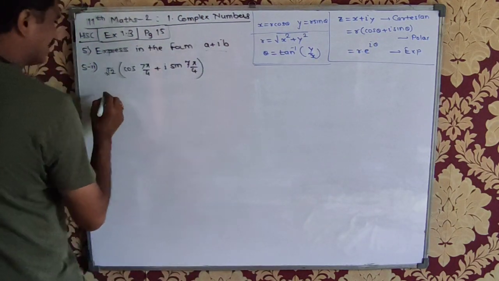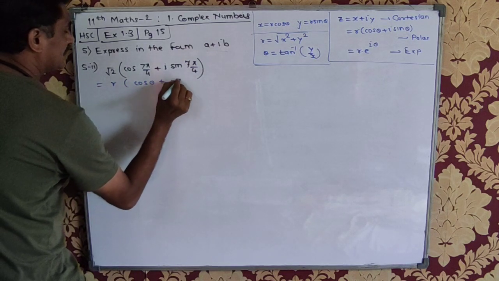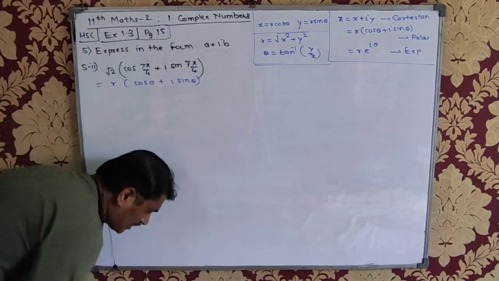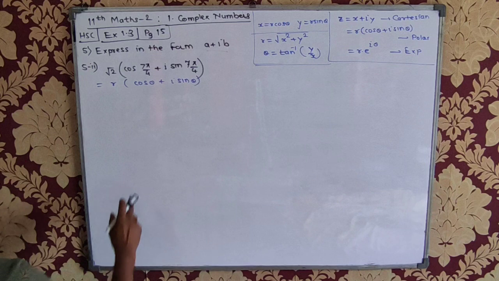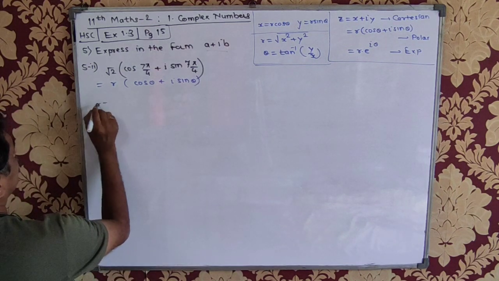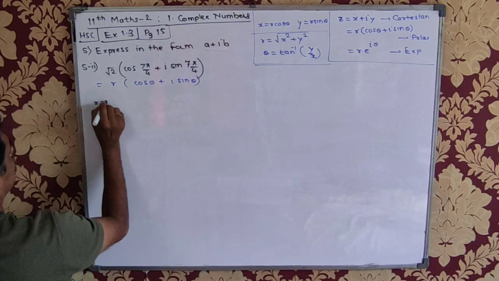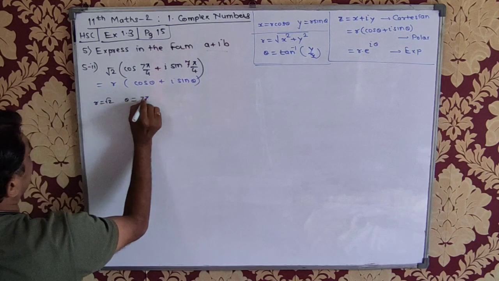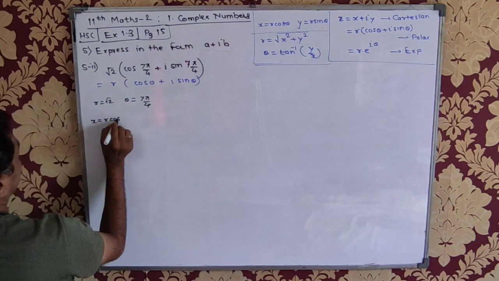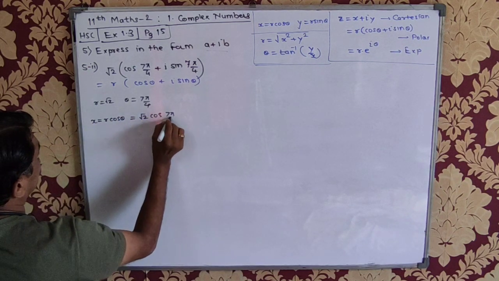What is given to me is in polar form, r cos theta plus i times sin theta. So I have to convert it into the x plus iy form. Therefore, x is equal to, as per this formula, r cos theta. What is r here? r is root 2. What is theta here? 7 pi by 4. So x is equal to r cos theta, that is equal to root 2 into cos of 7 pi by 4.